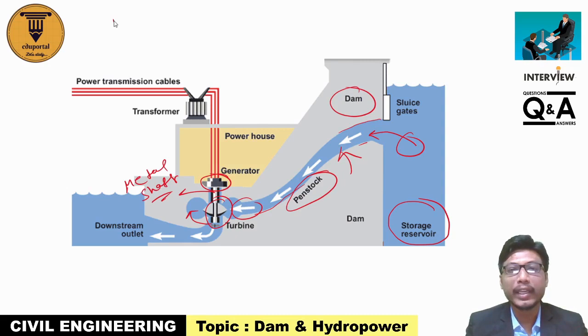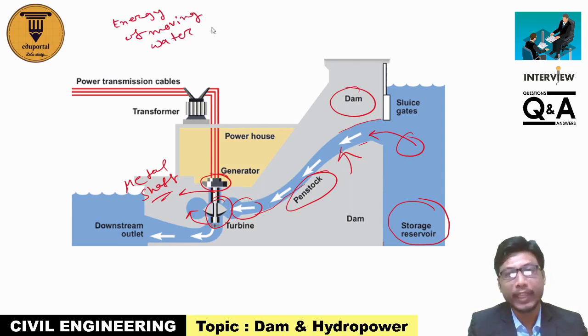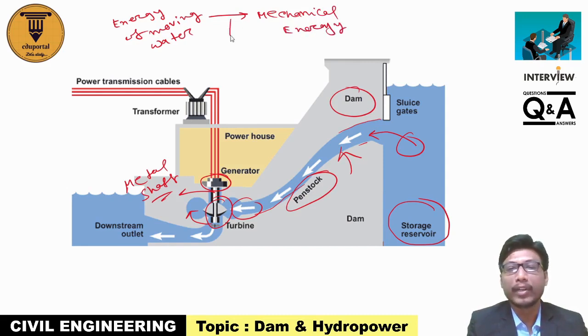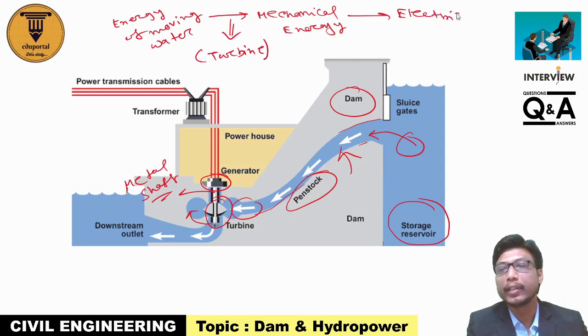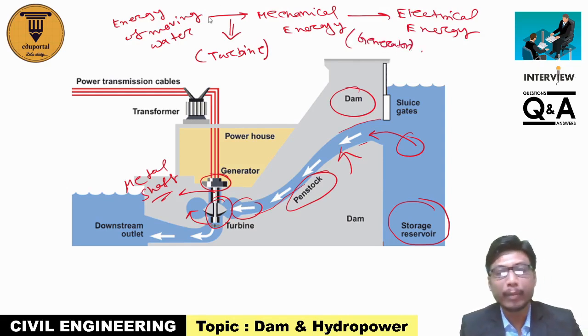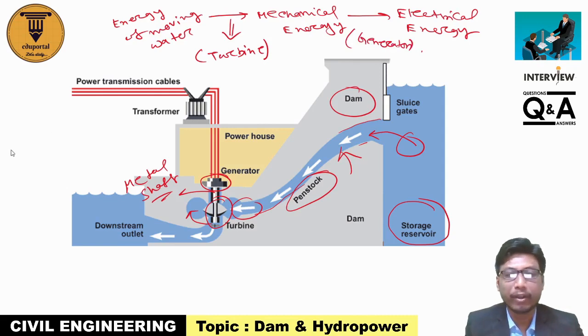So the energy of moving water that is coming from the reservoir through the penstock to the turbine is converted to mechanical energy, and it is done by the turbine. And then this mechanical energy is converted to electrical energy, and it is done by the generator. So this is the main function of a generator.